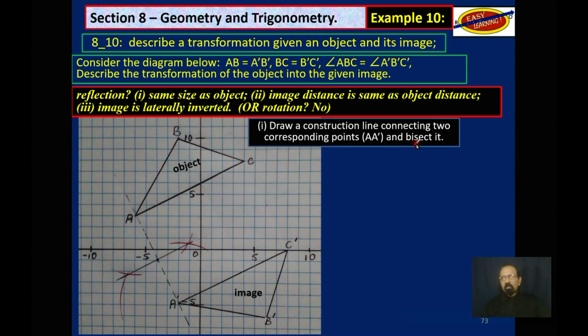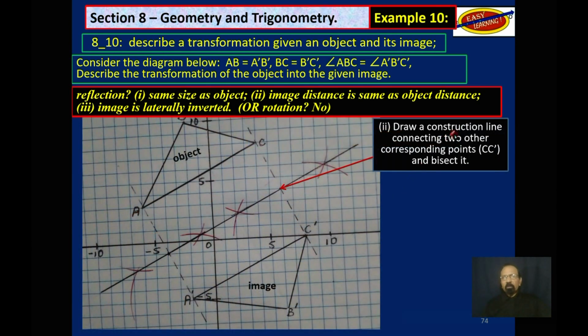So let's find the mirror line. Draw a construction line connecting two corresponding points, say A and A prime, and bisect it. A and A prime bisected. So we have this bisector here. Well, you do the same thing. Draw another construction line, say C and C prime, and bisect it. This one here and that one there.